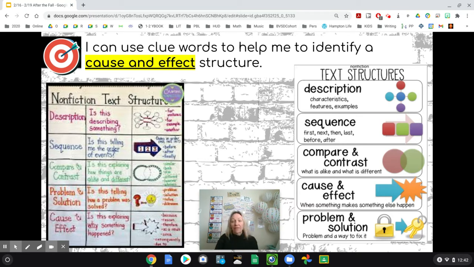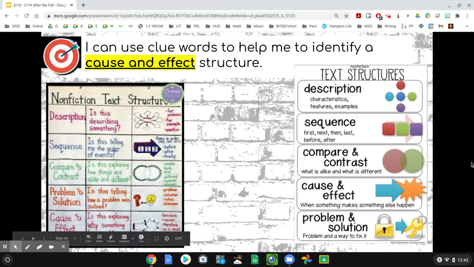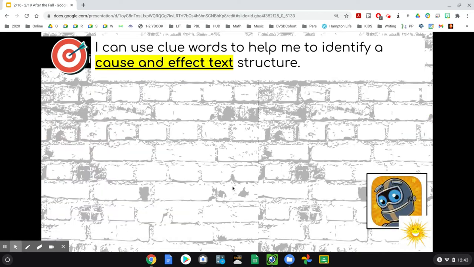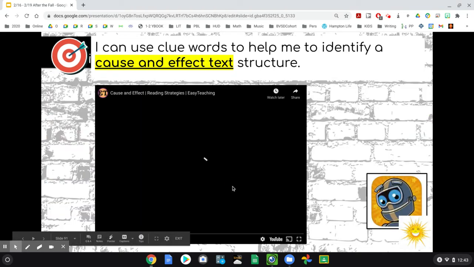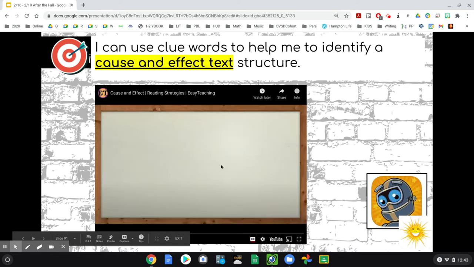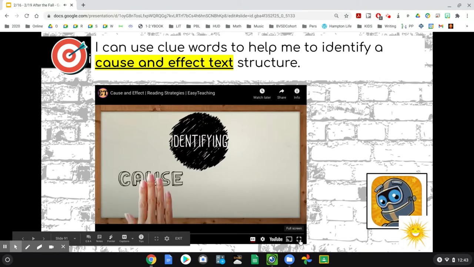All right, so you can see right here on our chart, cause and effect. You can see this arrow is causing something and it's almost like an explosion. So it's a good way to think, it's having an impact on something else. When something makes something else happen. And a question that we can ask is, is this explaining why something is occurring? So we're going to start with this first clip and then we'll get started.